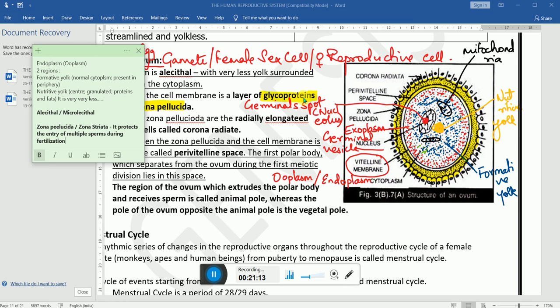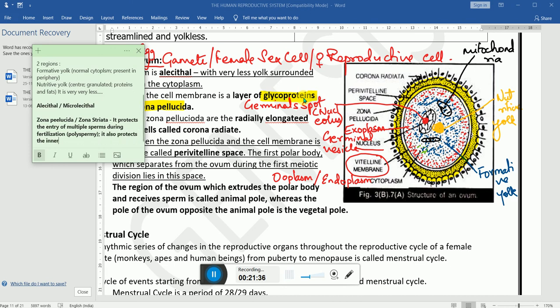It protects the entry of the multiple sperms during fertilization, that is polyspermy. What else does it do, students? So it protects the inner content of the ovum. Okay, apart from that, it also protects the inner content of the ovum. This particular zona pellucida, students, is secreted by the follicular cells.